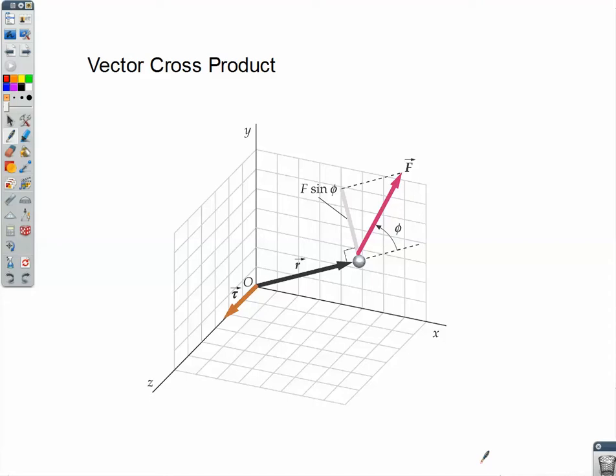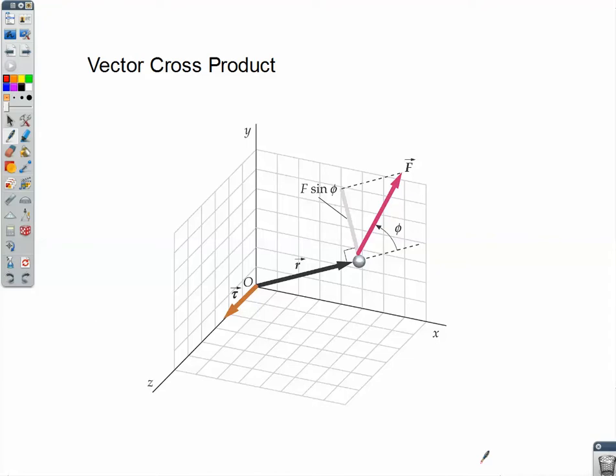Welcome. In this lecture we're going to talk about the vector cross product. We have already seen a vector product, and that was with work. We multiplied force times displacement, those two vectors together, and we got a scalar out of it, a quantity we called work. And this time we have a couple different quantities that we get a vector cross product for.